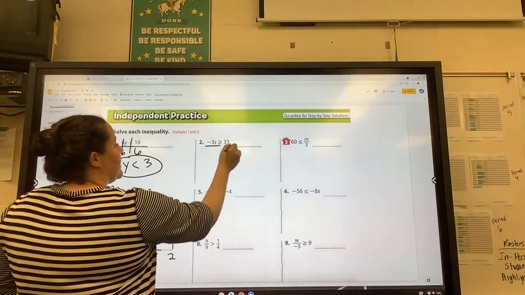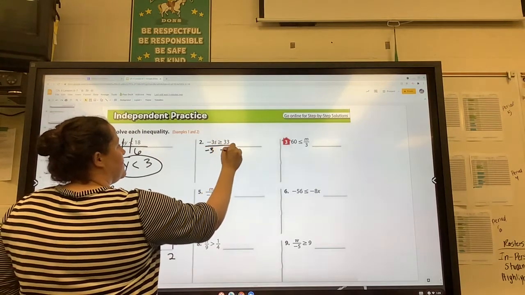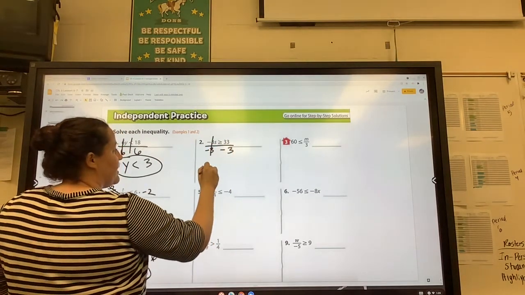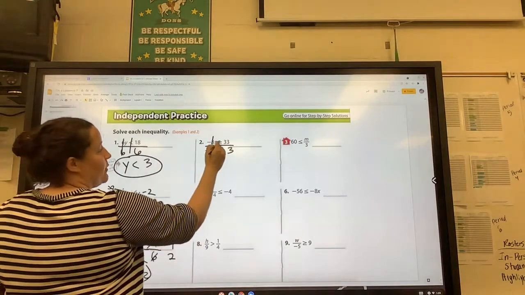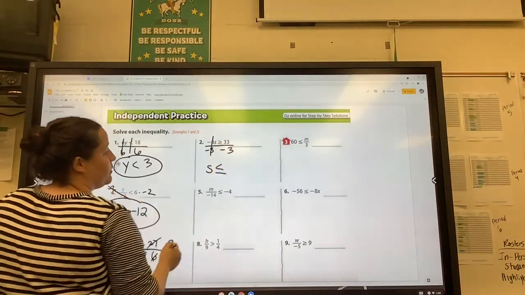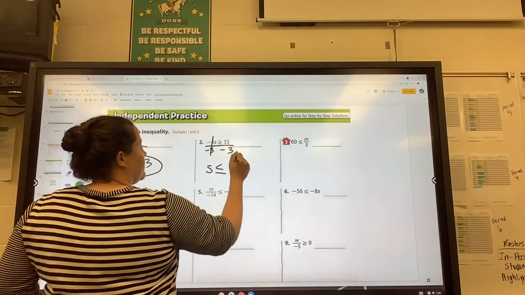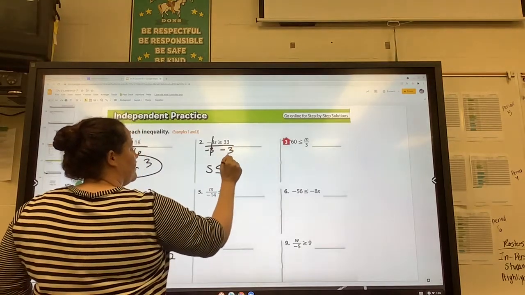So I'm gonna divide both sides by -3. The -3's cancel, S. And now since we divided by -3, we flip the sign, is less than or equal to. 33 divided by 3 is 11. One negative means it's negative.